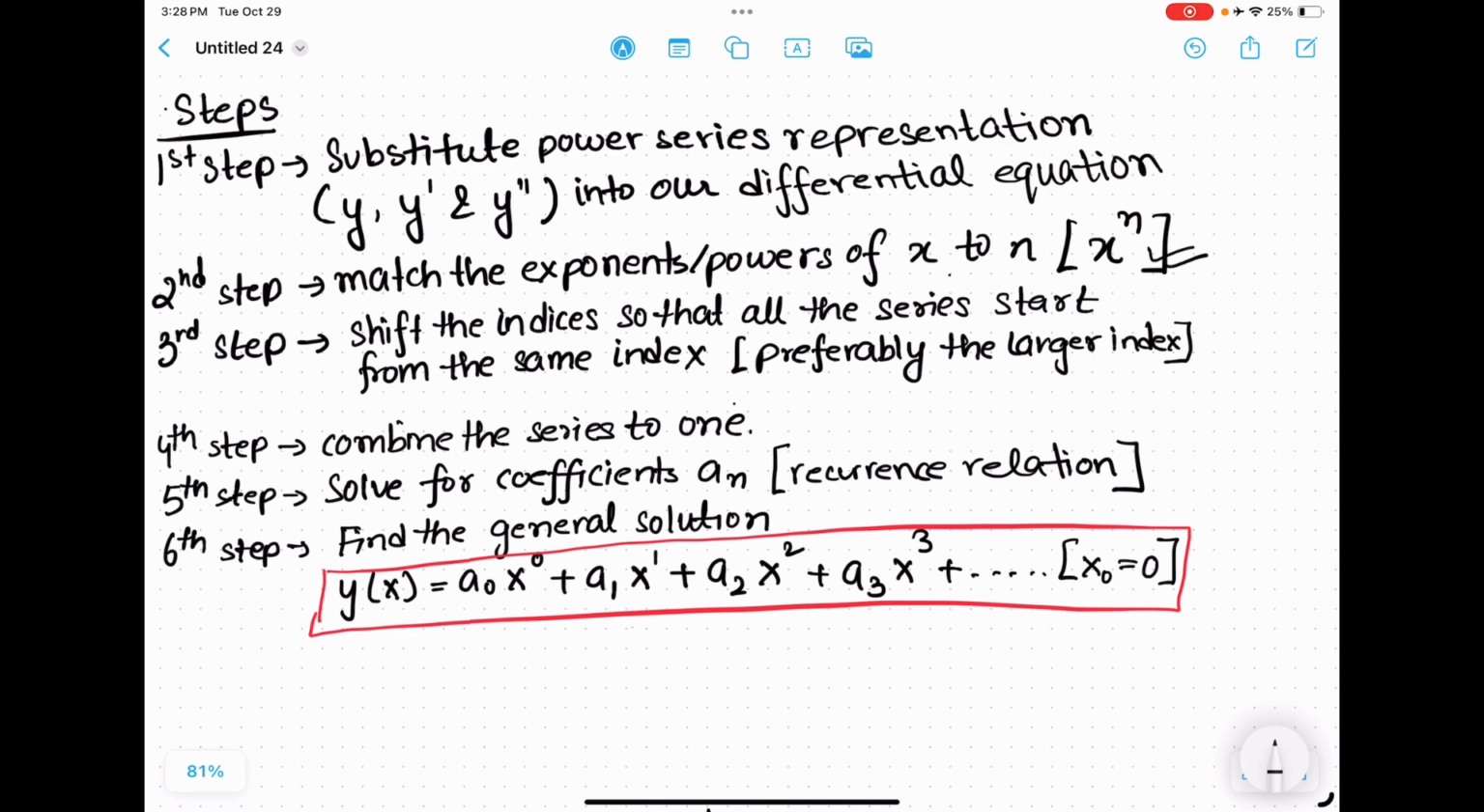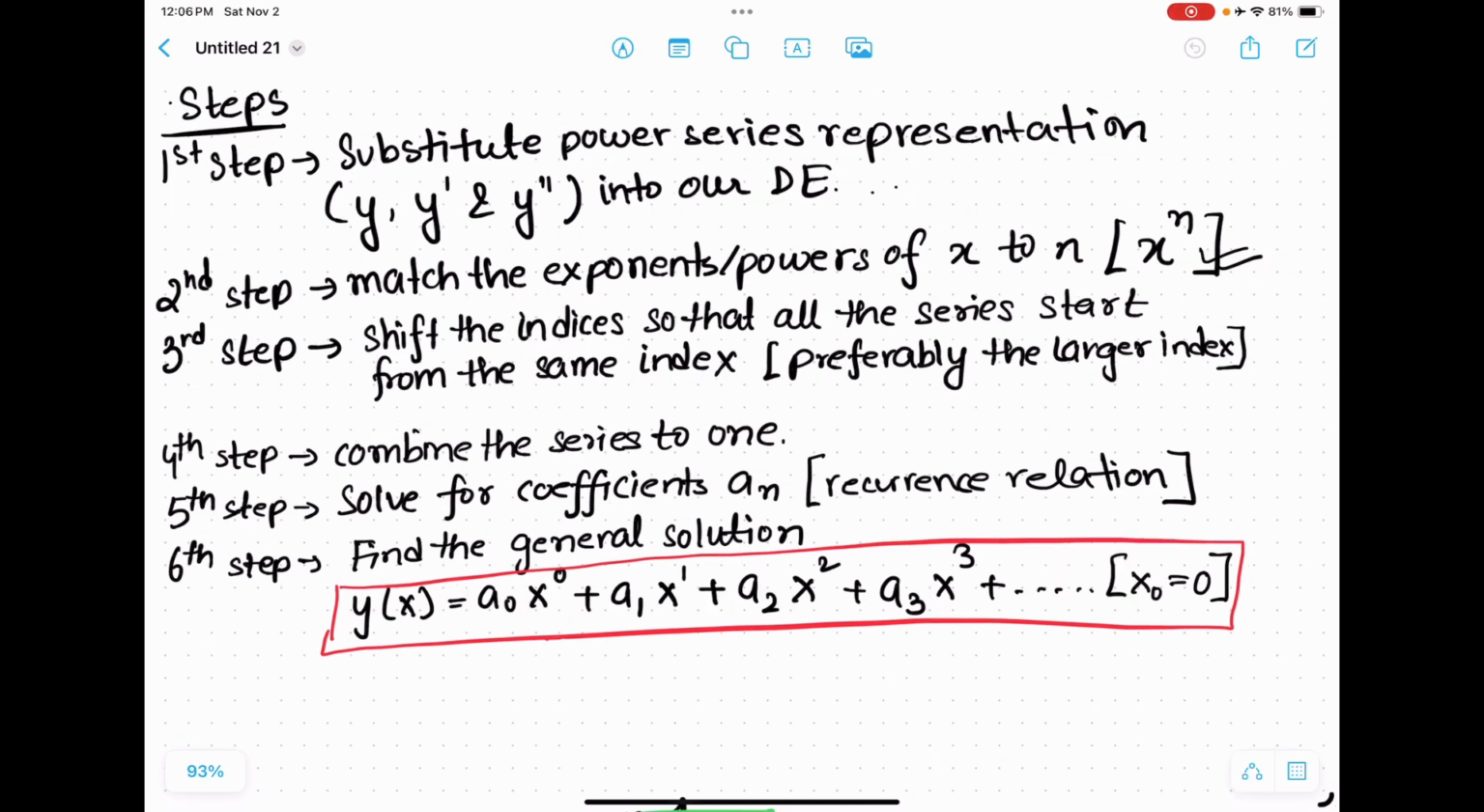So after we have performed our second step, that is making sure that all the powers of the power series have the power n, and also all the indices of the power series start from the same index, now we can combine them into 1. And after performing the fourth step, we will find the coefficients, okay, and we use our recurrence relationship in order to do that. And then right after determining the coefficients, we can finally find the general solution.